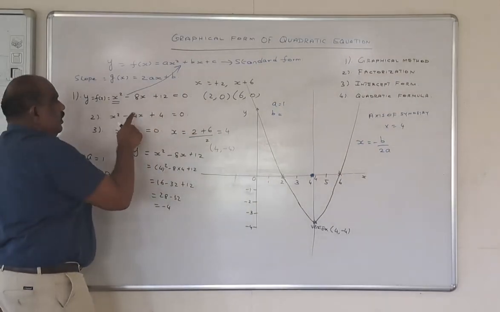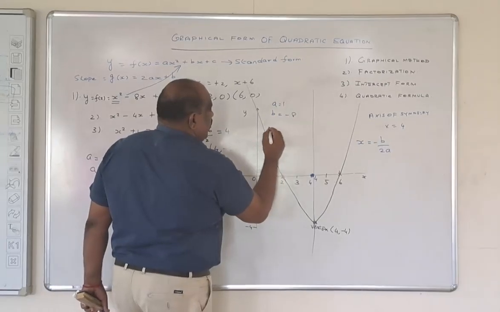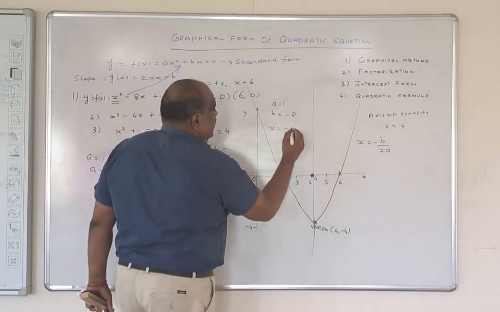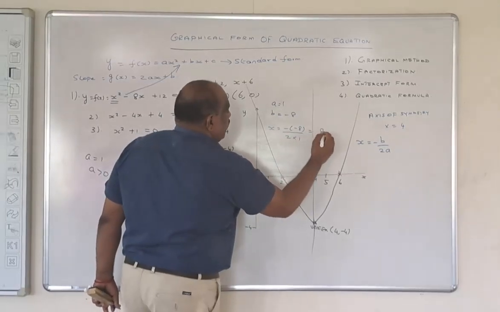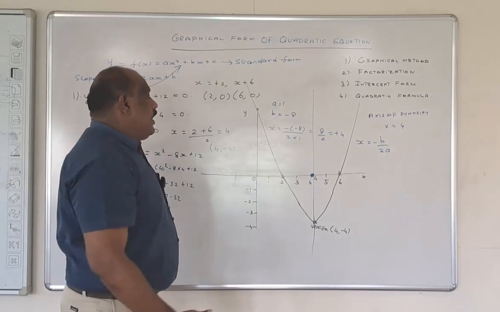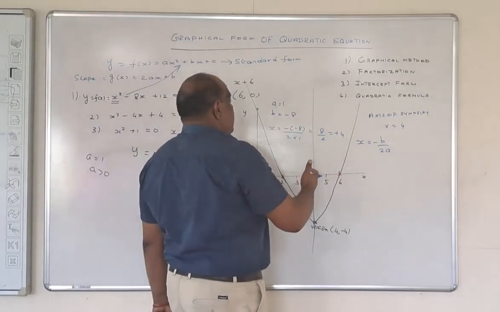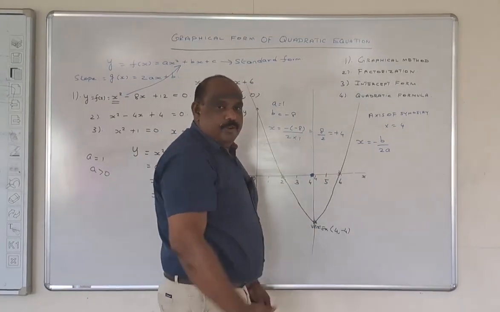B is nothing but what? Sorry, here, minus 8. So now you try to calculate x equal to what? Minus of minus 8 by 2 into 1. So it is 8 by 2, which is nothing but what? Plus 4. So now your axis of symmetry is nothing but a line parallel to the y-axis which passes through 4.